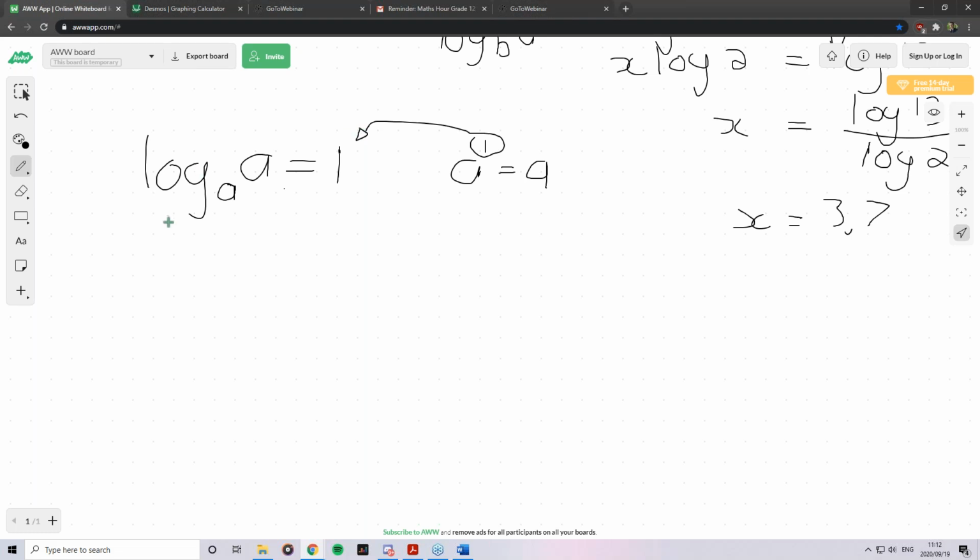If I also have log base a of 1, this is equal to 0. And this is because a to the power of 0 is equal to 1. Remember that anything to the power of 0 will just be 1. So what do I raise a by to get to 1? And my answer is 0, because a to the power of 0 is equal to 1.